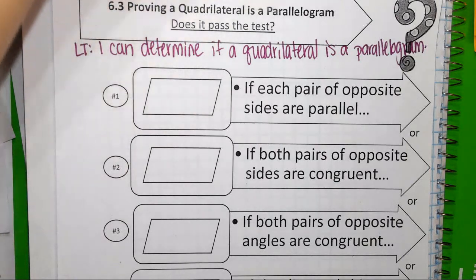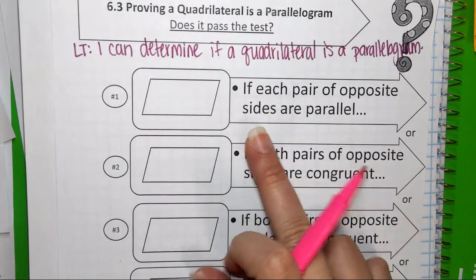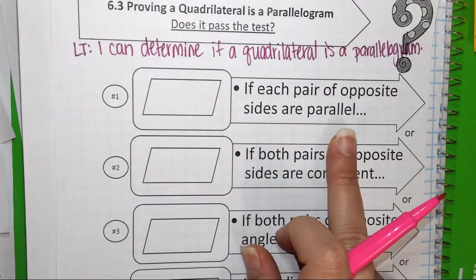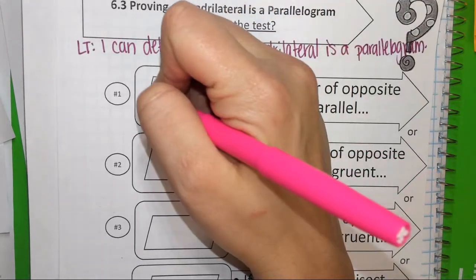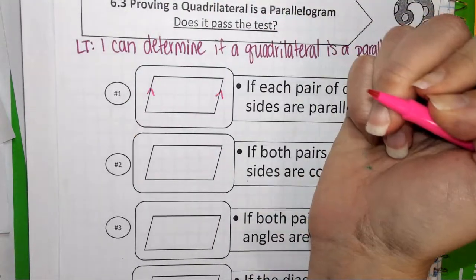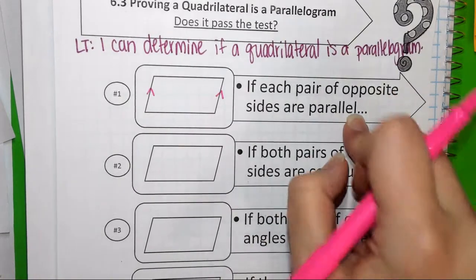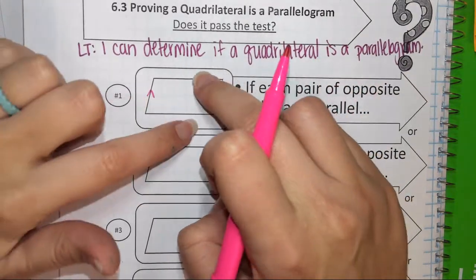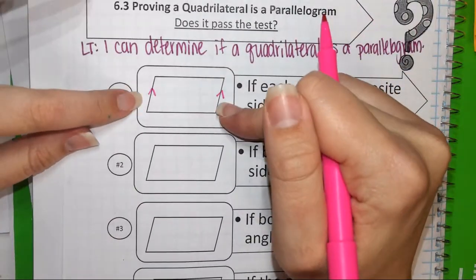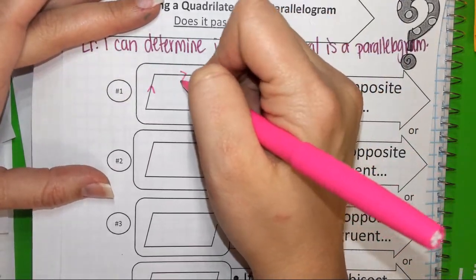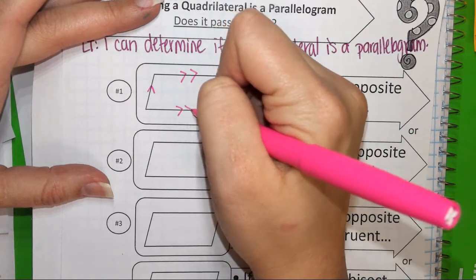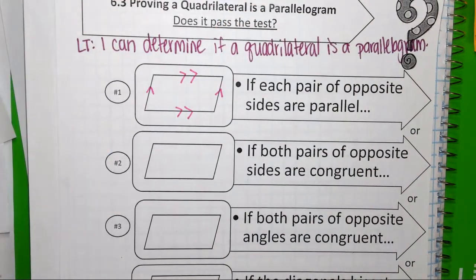Right. Alright, so the first test that it has to pass is if each pair of opposite sides are parallel. So what does it have to look like for the sides to be parallel? What markings do we have to have? The arrows. Now it says each pair of opposite sides are parallel. So is that just one or both? Both. So if one is parallel and it has one arrow, how many do these have to have? Two. Good.